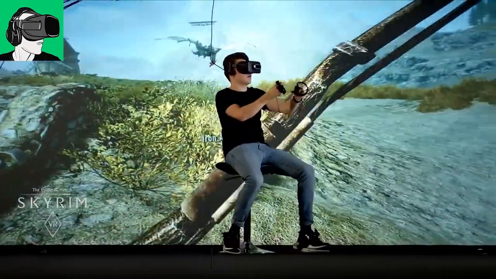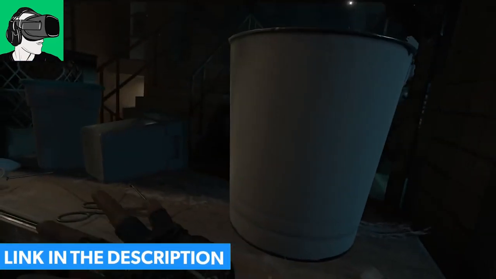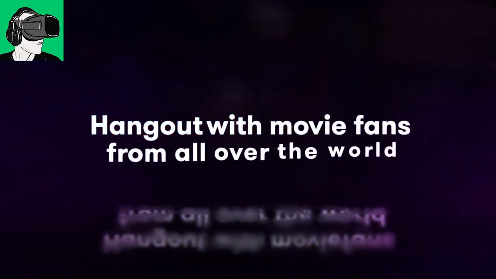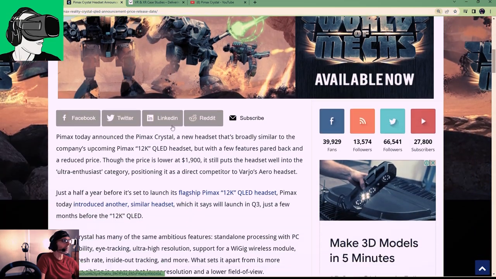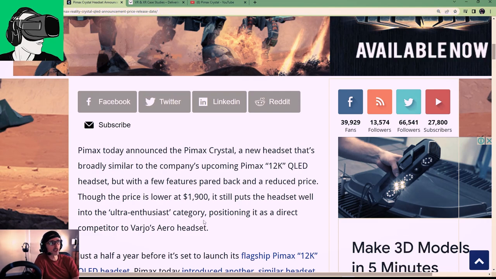All right, let's transition over to today's story, because this is actually really, really cool stuff, guys. And let's just talk about Pimax's plans here, because they look quite ambitious, I have to admit, but they look pretty awesome. Pimax announced yesterday the Pimax Crystal, a new headset that is broadly similar to the company's upcoming Pimax 12K QLED headset, but with a few features pared back and a reduced price. So basically, they're going to take a few things off, and the price is also going to be reduced.